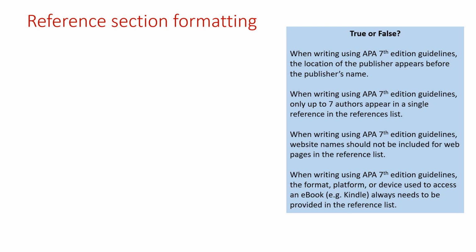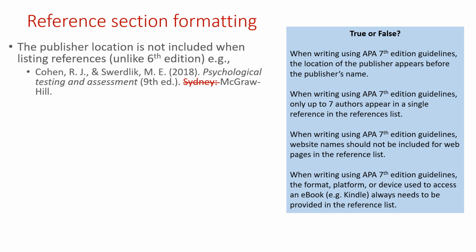Right, a couple of other things. When you're referencing things that have a publisher, like books, for example, or often you see this also for, say, technical reports, in the past, we've always included the publisher location in the reference list, and in 7th edition, we no longer do this. So you just put the publisher name, you don't say where they are based.